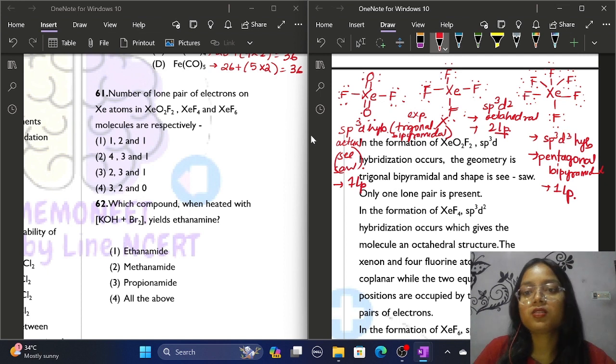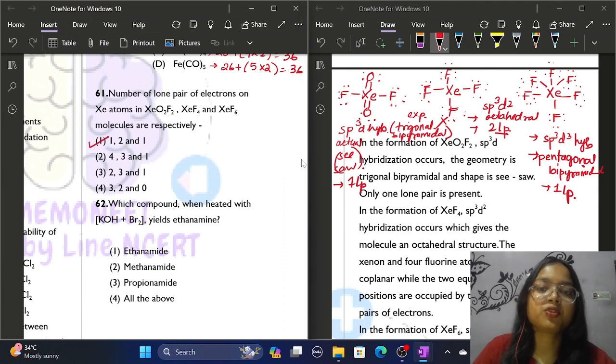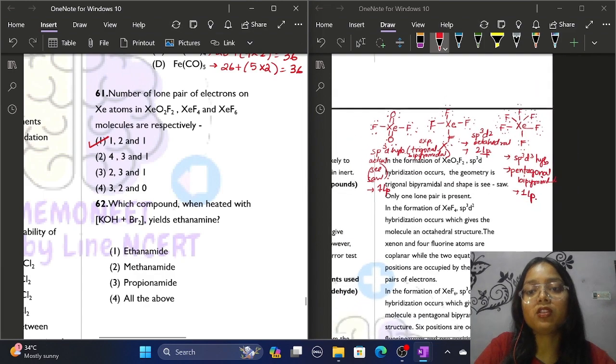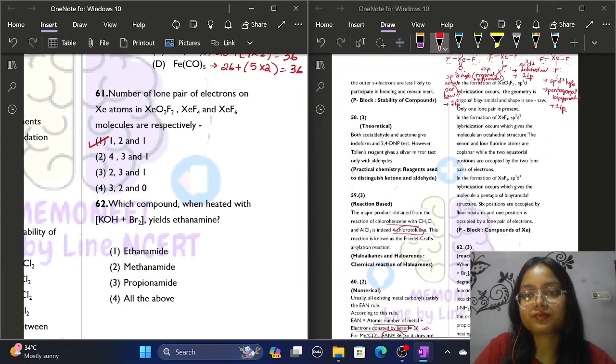Okay, so according to this, which will be the correct option? 1, 2 and 1. So option 1 will be the correct option. We have to find the lone pairs on the xenon atoms.